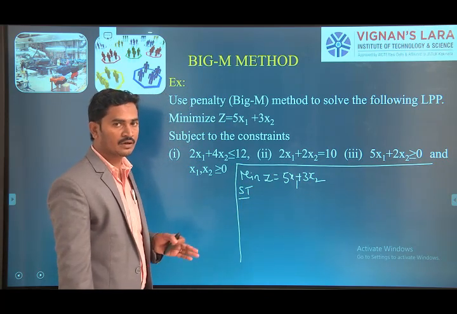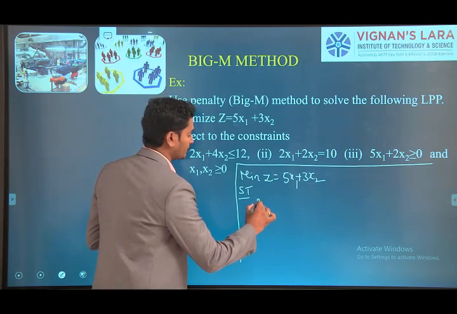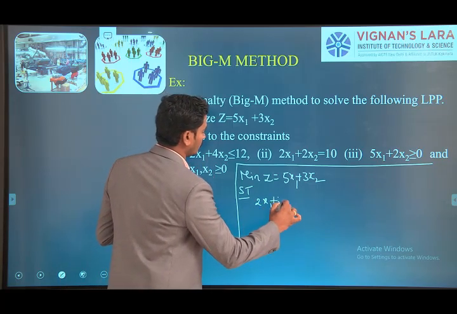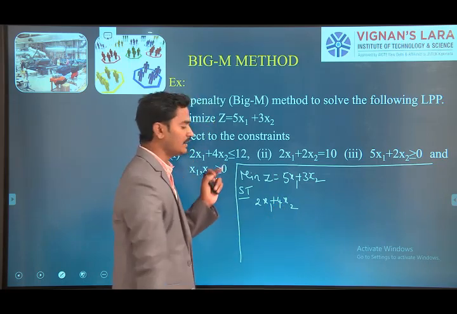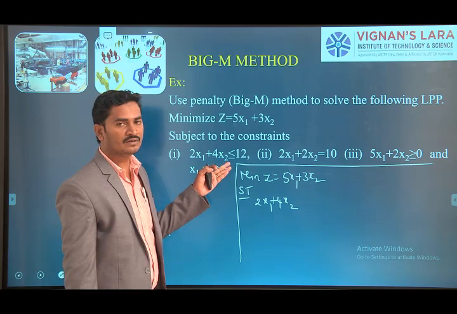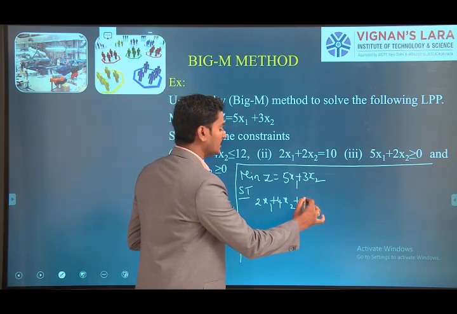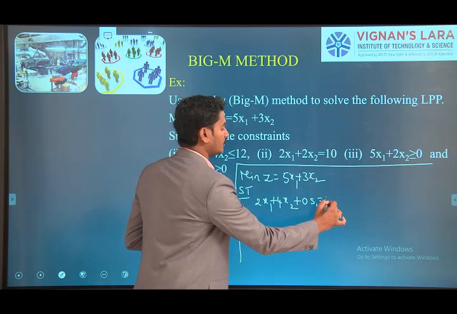Now we are going to convert these inequalities into equalities. First, coming to the first constraint, 2x1 plus 4x2 less than or equal to 12. That is a less than or equal to type. How do we convert the less than or equal to type into an equality? By adding the slack variable. Okay.